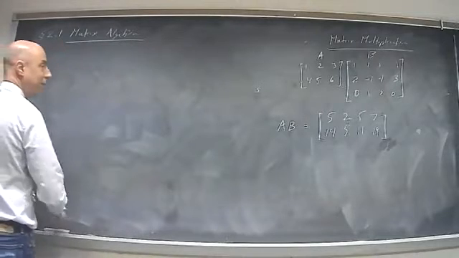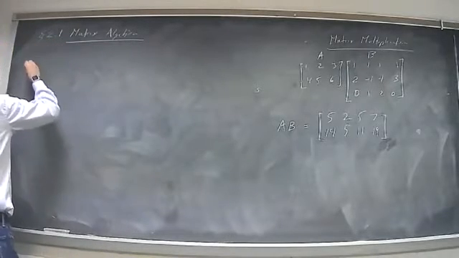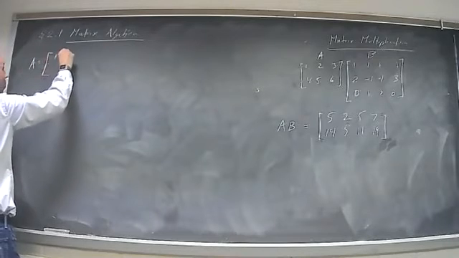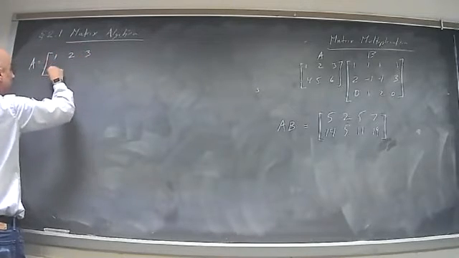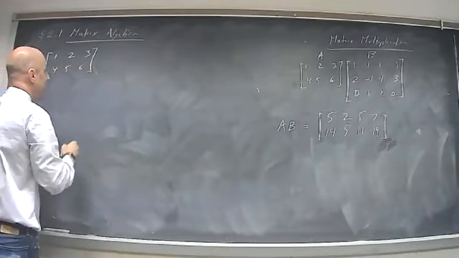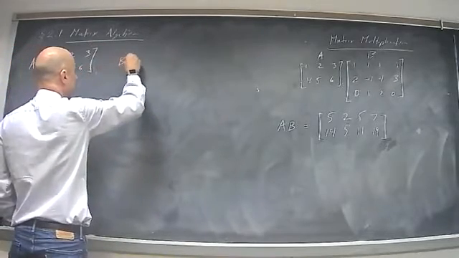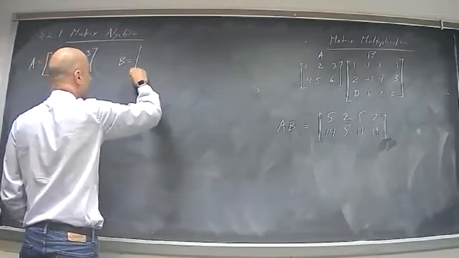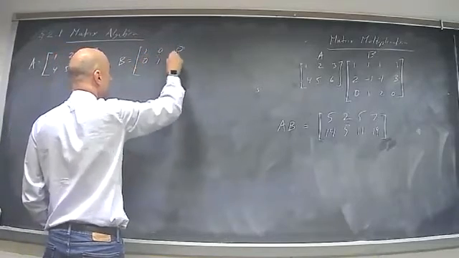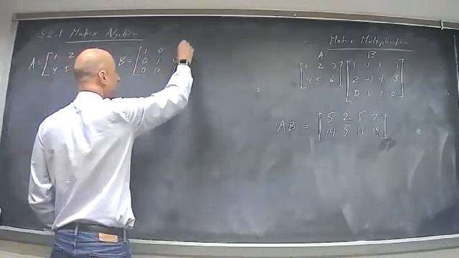Let's do another multiplication to practice. Let's say A equals 1, 2, 3, 4, 5, 6. And let's say B equals the matrix 1, 0, 0, 0, 1, 0, 0, 0, 1.